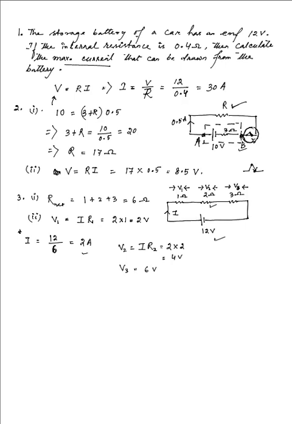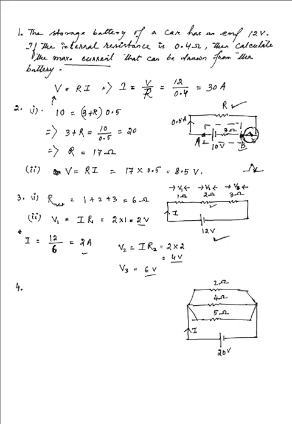Now if you add them up, 2 volts plus 4 volts plus 6 volts, they add up to 12 volts, which is exactly the potential that has been provided by the source, and that is completely distributed over the circuit, considering the conservation of potential energy in this case.